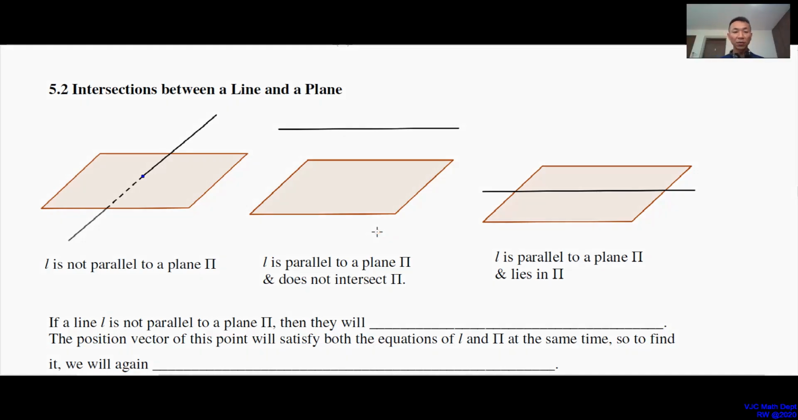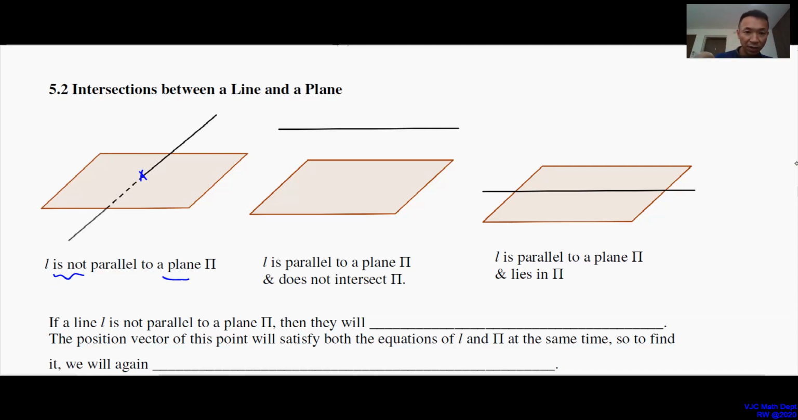Okay, now that we have seen how two lines can interact, we can take a look at how a line as well as a plane can interact. So let's take a look. There are three cases here. First case, if a line is not parallel to a plane, they must surely intersect at a point.